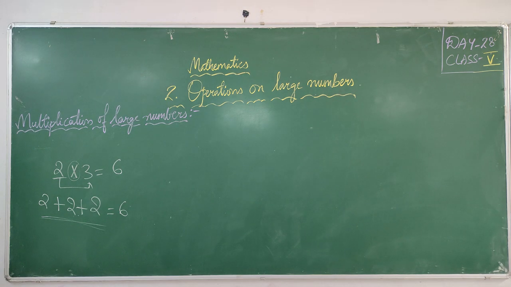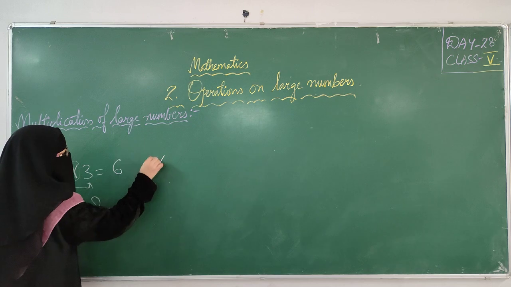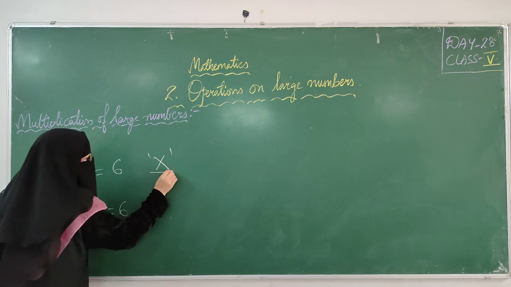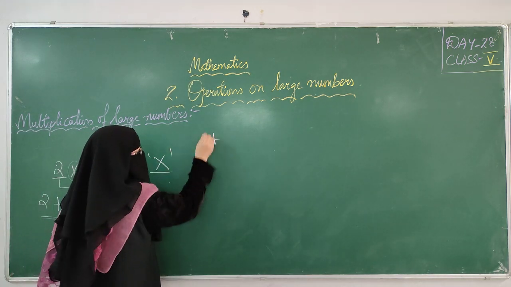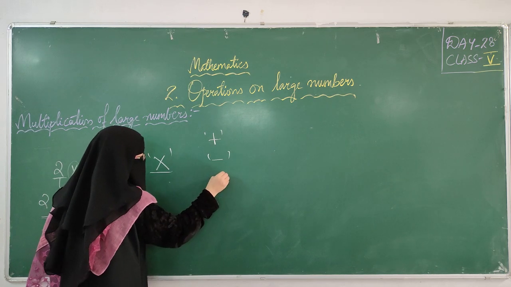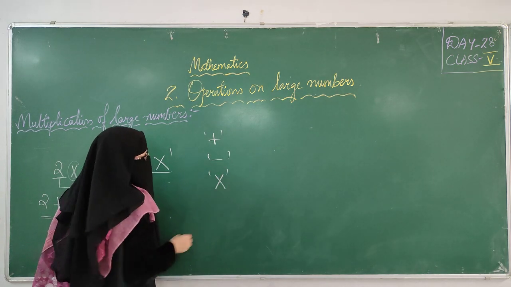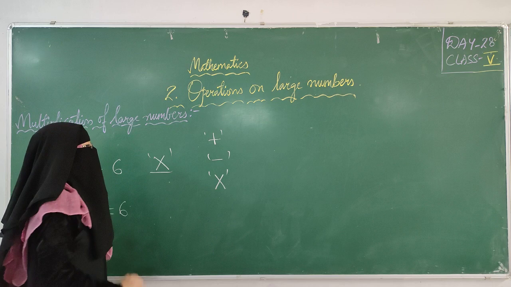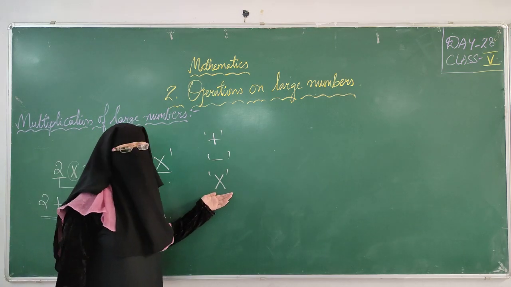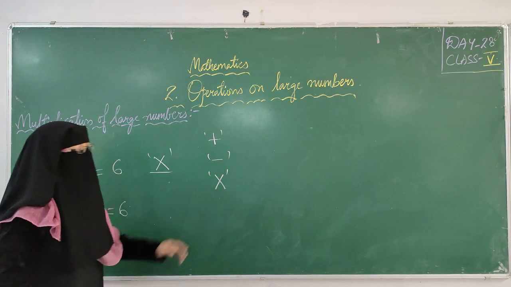Multiplication is the process of adding a number to itself a certain number of times, or we can say multiplication is the act or process of multiplying numbers to find the product. The symbol used for multiplication is into, we will use x. The symbol for addition is plus, the symbol for subtraction is minus, the symbol for multiplication is into. Or in alphabets, it is capital X.